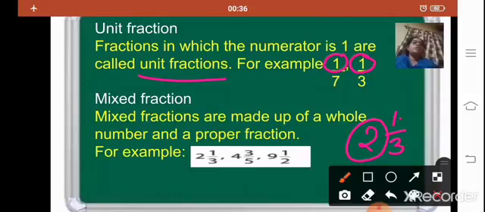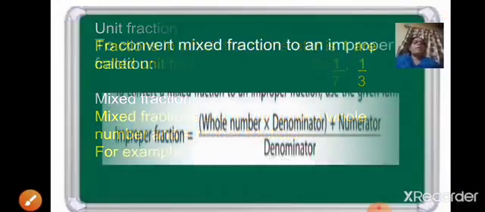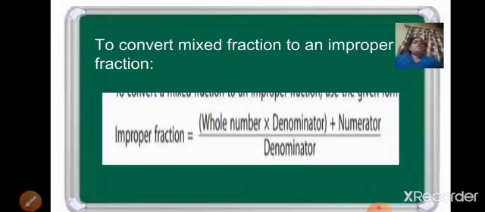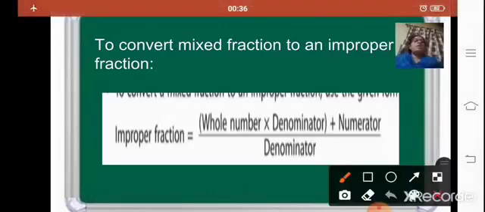Okay. Examples: 2 1 upon 3, 4 3 upon 5 and 9 1 upon 2. So these fractions are called mixed fractions. Now how to convert a mixed fraction to an improper fraction? To convert a mixed fraction to an improper fraction, you have to use a formula, that is, you have to multiply the whole number into the denominator plus the numerator, divided by the denominator.